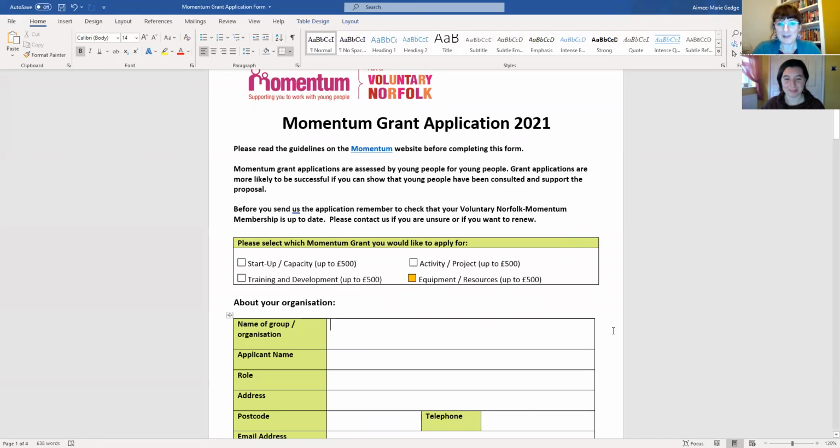The other grants that you can apply for are startup or capacity. So startup would be if you're starting a group. Capacity is if you're running a group already, but you want to build capacity, you want to grow it, you've come to a point where you need to develop it a bit. Training and development, that's for training. So you can actually apply for some of the Momentum youth work training courses.